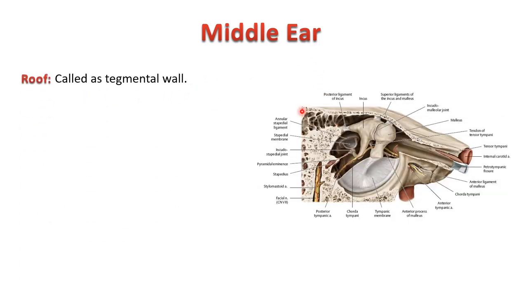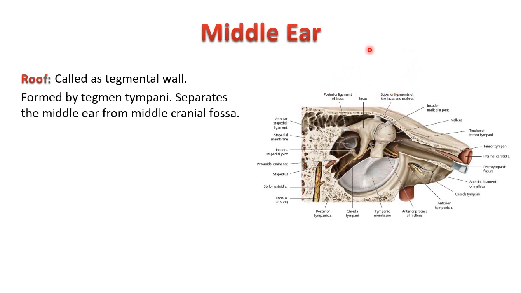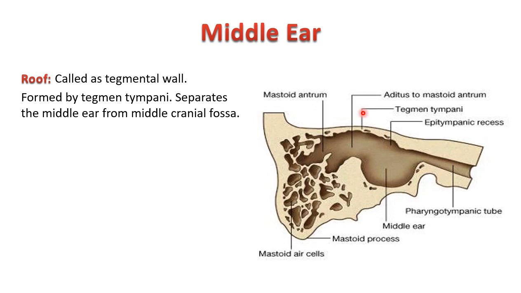Now coming to the roof, it is also called the tegmental wall. It is mainly formed by tegmen tympani, a thin plate of bone, and this bone is also continuous and forms the roof for the mastoid antrum. The roof is continuous as the roof of the mastoid antrum. So this tegmental wall separates your middle ear cavity from the middle cranial fossa above. So above you have the middle cranial fossa. It is a very thin bone, and in children especially this bone is not ossified.